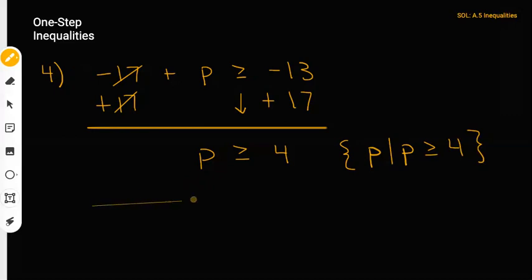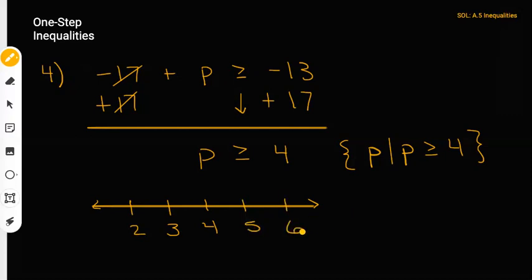Now let's draw the number line. I'm going to put 4 in the middle. Numbers that are less than 4, like 3 and 2, are going to go on the left side. And numbers that are bigger than 4, like 5 and 6, are going to go on the right side. Since I have a greater than or equal to symbol, that's going to constitute a closed dot at 4.